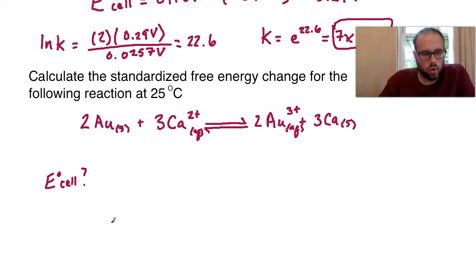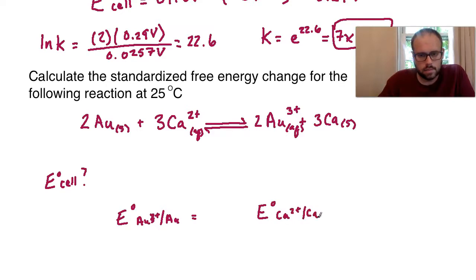So I take a look. I've got solid gold going to aqueous gold 3+, and I also have solid calcium and calcium 2+. All right, so those are the values I need to go in and get. So I'm looking for the E of gold 3+, not 2+, and gold, right? And I also need the E value for calcium 2+ and calcium solid. So let's go find those values.